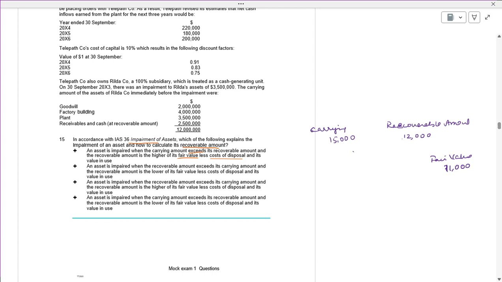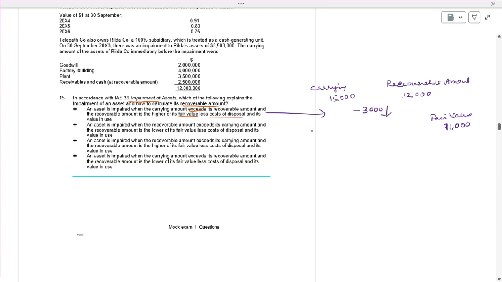How much are you going to get as a decrease in value? Decrease in value is 3,000. Now, almost we are covering IAS 36.